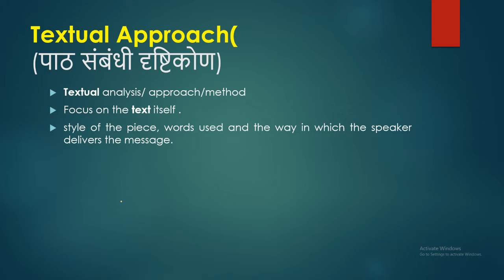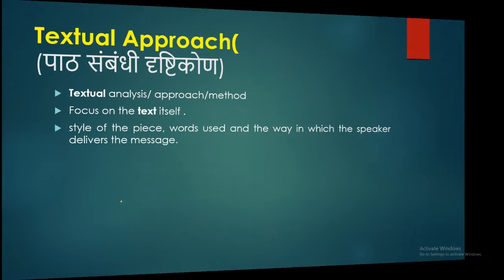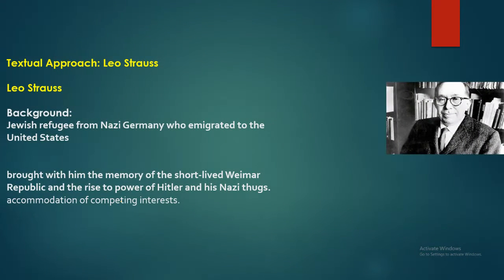Context can be historical, political, philosophical and others. Now let's come to the important proponent. Who was the important proponent? So Leo Strauss. Leo Strauss is an American philosopher and is said to be the chief exponent of this particular approach. He was basically a German refugee who left Nazi Germany and went finally to the USA to escape himself from persecution of Nazi Germany.